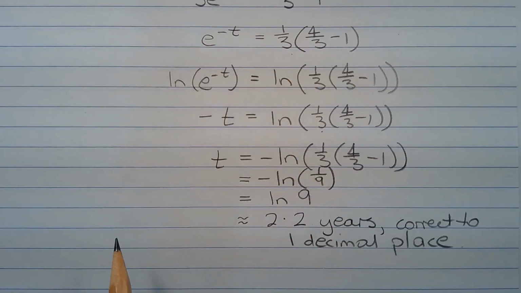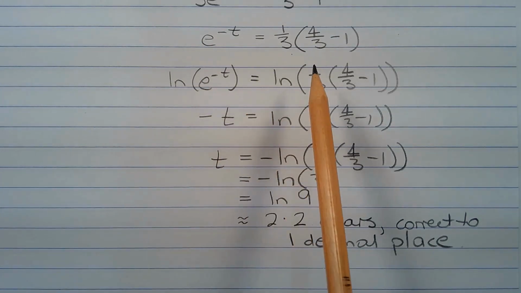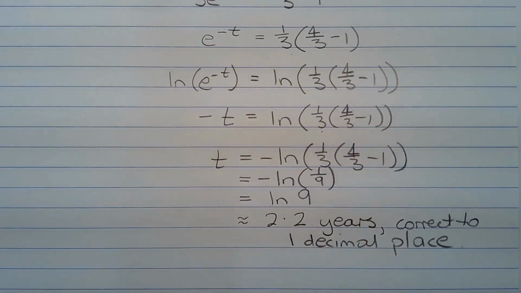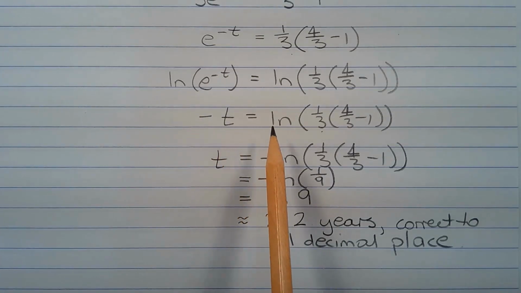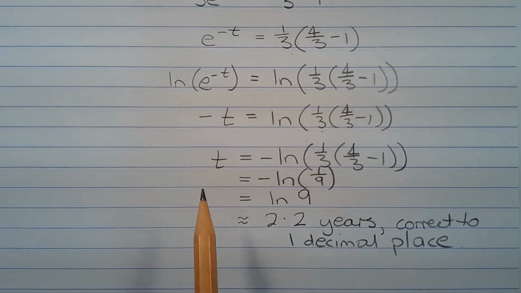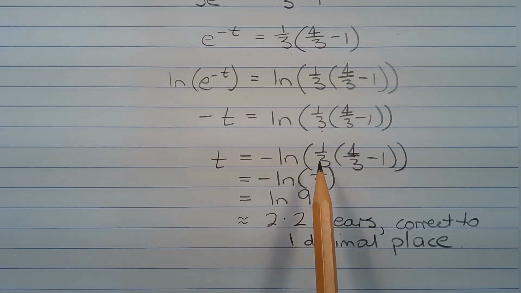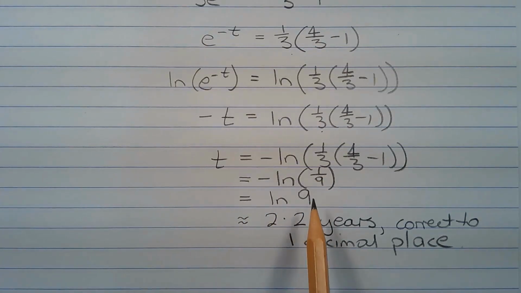Taking the natural logarithm of both sides, we get ln(e^(-t)) = ln(1/3 times (4/3 - 1)), which becomes -t = ln(1/3 times (4/3 - 1)). Multiplying both sides by -1, we get t = -ln(1/3 times (4/3 - 1)), which equals -ln(1/9), which equals ln 9, which is approximately 2.2 years, correct to 1 decimal place.